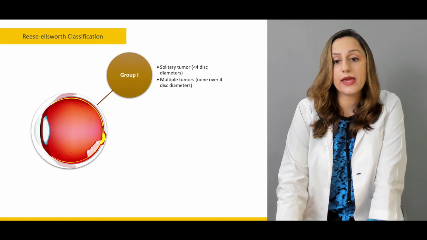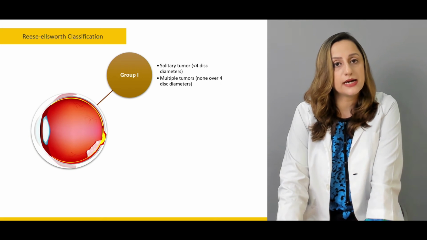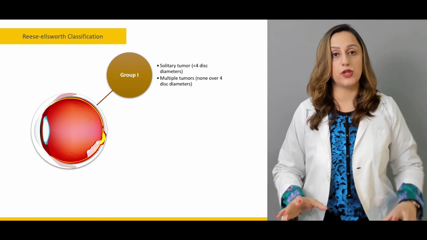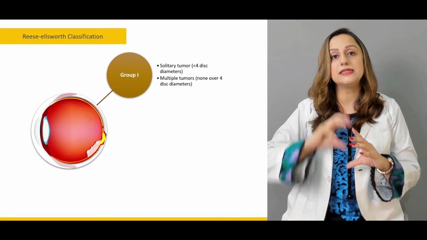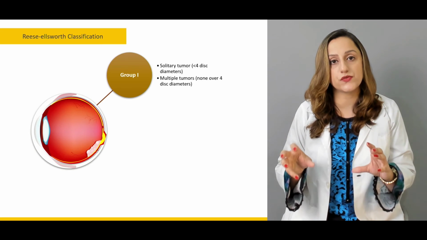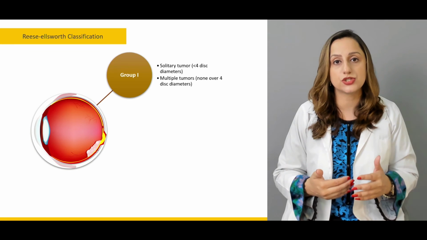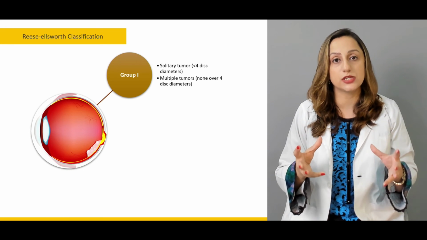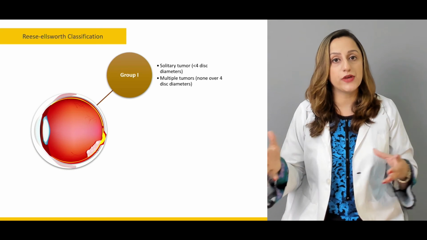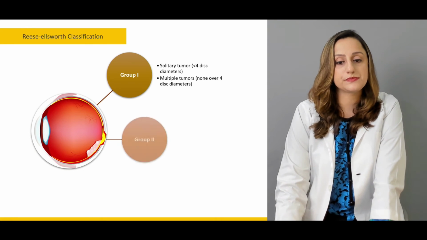In group 1, we have solitary tumors less than 4 disc diameters, and sometimes multiple tumors in which none over 4 disc diameters is involved. It's the optic disc and the distance from the disc that is very significant here. Furthermore, if the disc is not involved, it means it's a benign condition, or it is not going to affect the vision as much. But if it is affecting the disc, or the macula or the fovea, the visual acuity is going to be affected utmost.